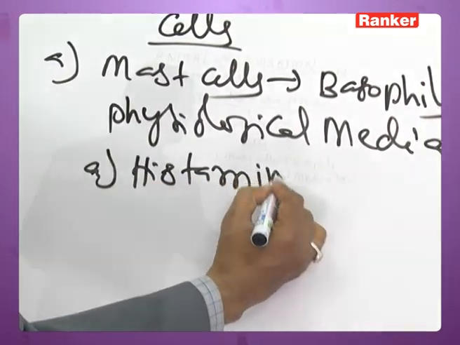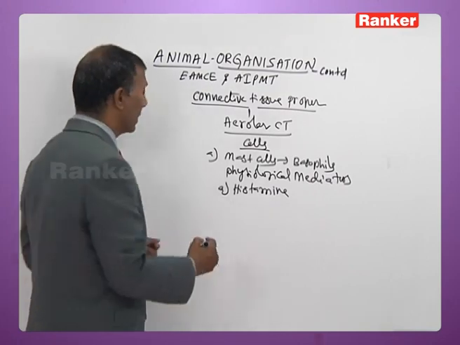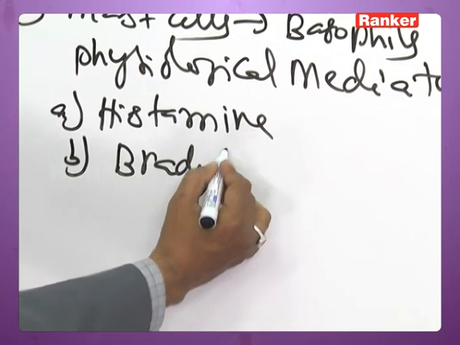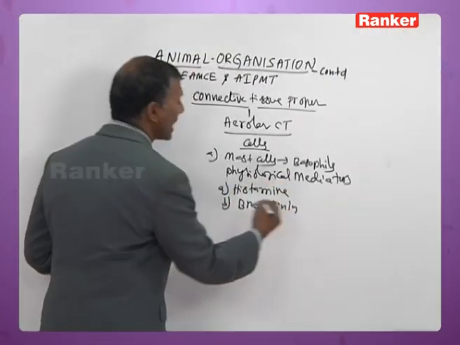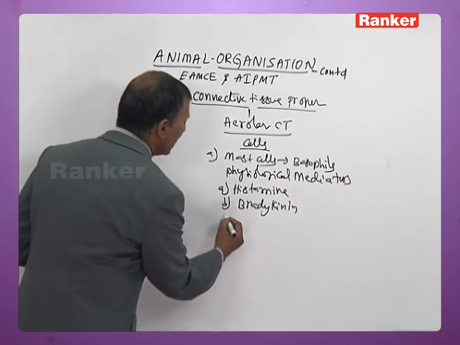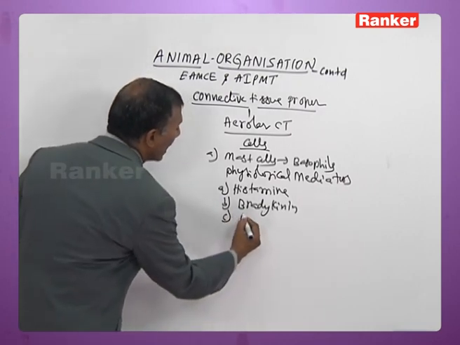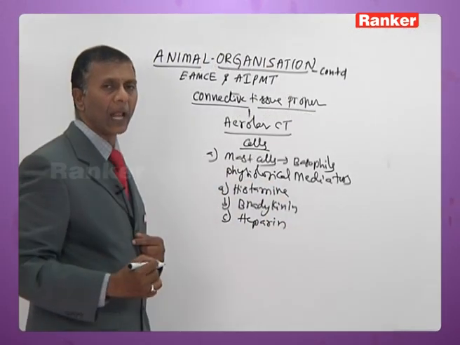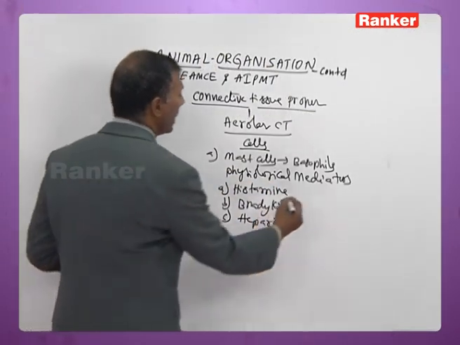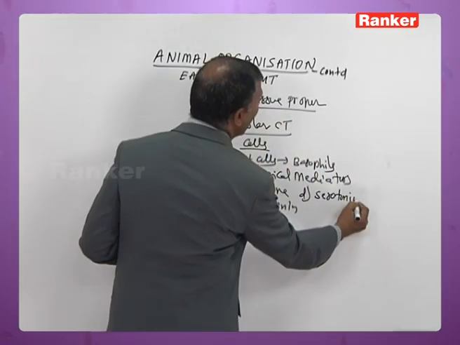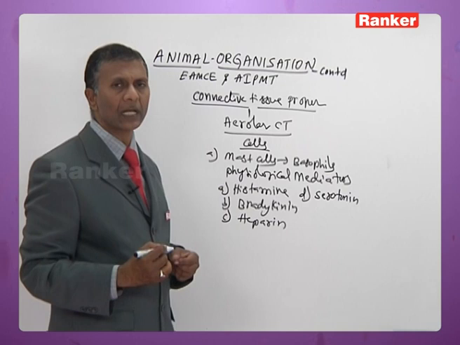Histamine acts as a vasodilator. Number 2, bradykinin. Bradykinin also acts as a peripheral vasodilator. Number 3, heparin. Heparin acts as an intravascular anticoagulant. Next is serotonin. It acts as a vasoconstrictor.